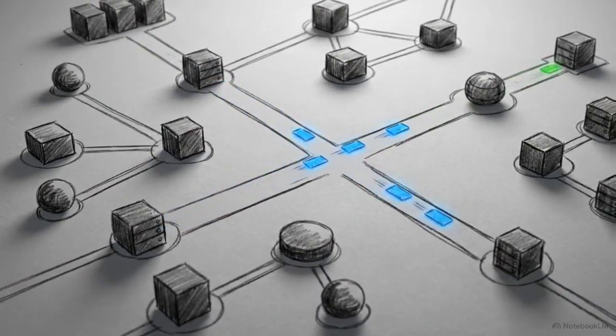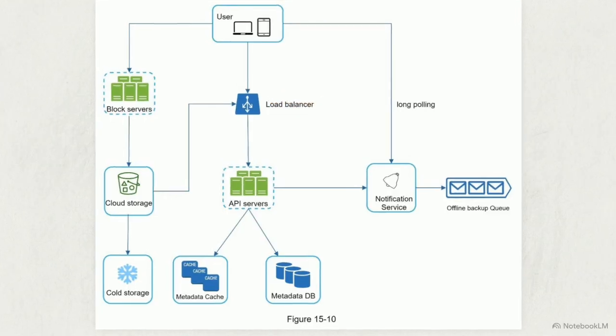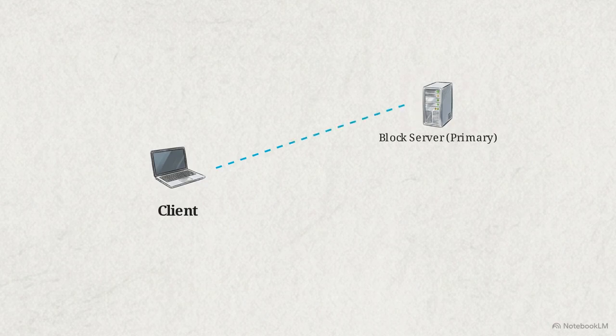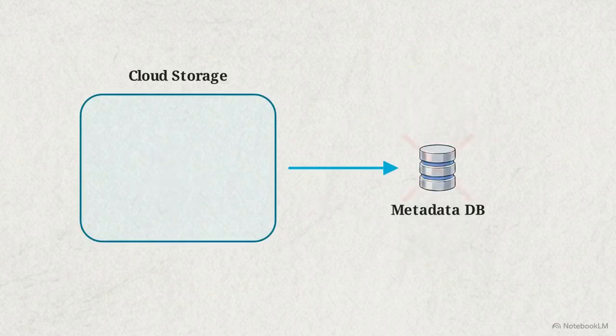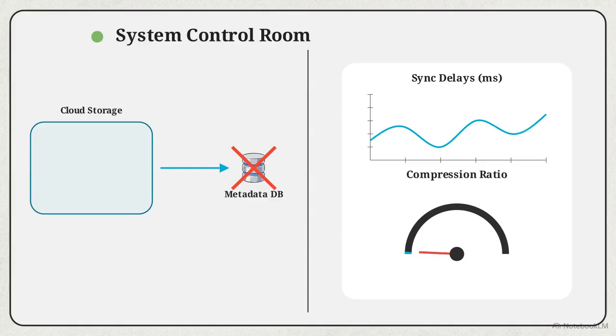This diagram represents the fully assembled architecture required for a production-grade sync system. Success in system design is measured by how gracefully the architecture handles failure across these decoupled components. If a block server fails mid-upload, the client retries. If the database rejects a commit, orphan storage blocks are safely removed by garbage collection. Maintaining this requires monitoring sync delays, compression ratios, offline queue depths, and failed block writes.